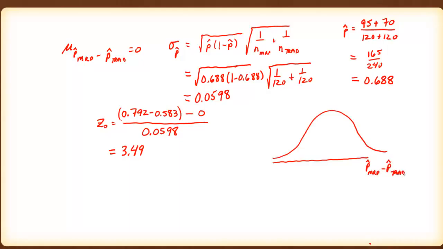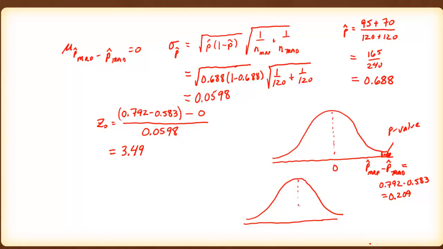Now I can do this one of two ways. Here's my actual model and difference in sample proportions. And I observed a sample difference of whatever this is, 0.792 minus 0.583. What is that difference? So this area right here is my p-value. Or if I want to just use the standard normal model, these are z values. There's 3.49. That also is my p-value. Because it's a right-tailed test, my p-value is the area under the normal curve to the right of my sample statistic or my test statistic.